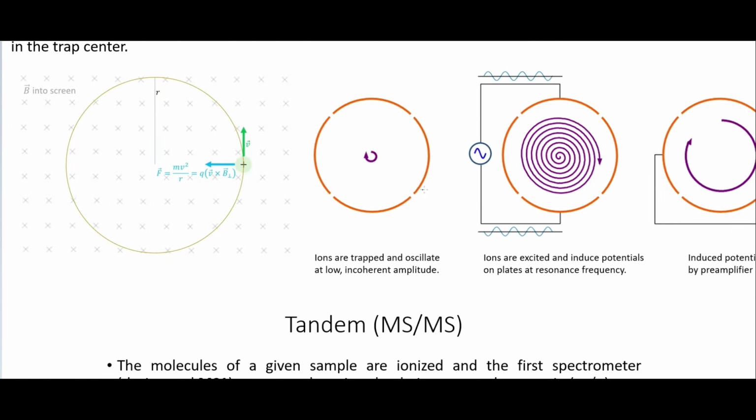And so again, we have a magnetic field here, which remember is going to cause an inward force that's going to cause our particle to move in a circle. So the ions are trapped and oscillate at a low incoherent amplitude here. So we then excite the ions and induce the potentials on plates at resonance frequency. So we have our plates here, we're inducing those potentials that then send an electrical signal through the wires here that we can then detect.